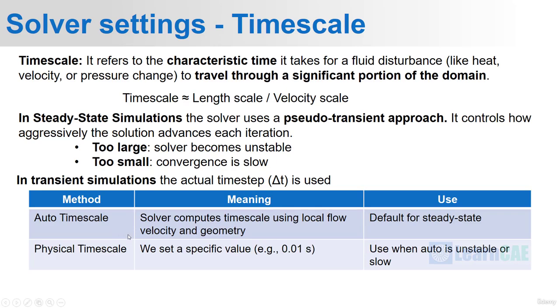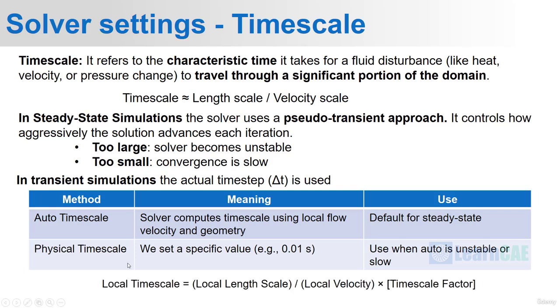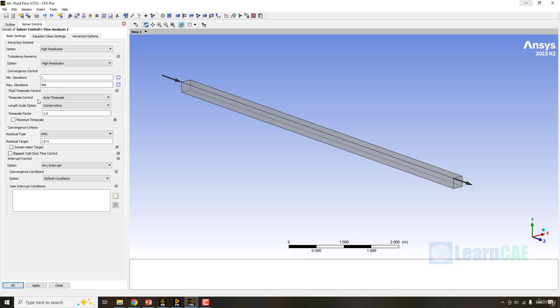In auto timescale, the solver computes the timescale automatically using local flow velocity and geometry, and it is default for steady state. But in physical timescale, we can specify the value directly, and it can be used when the auto timescale is unstable or slow. When you use physical timescale, we can specify the timescale factor. So based on this timescale factor, the local timescale is calculated based on this formula, that is local length scale divided by local velocity into timescale factor. So in this case, we shall specify auto timescale. We shall leave it as auto timescale.